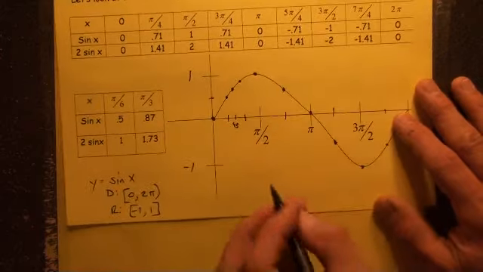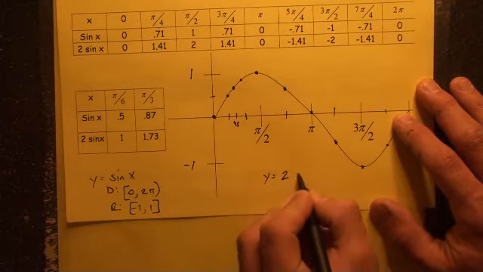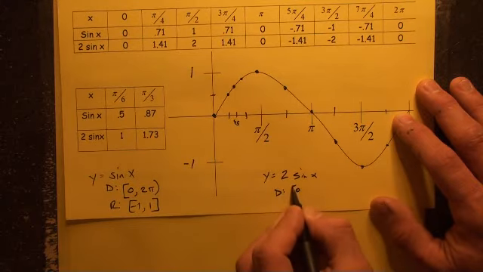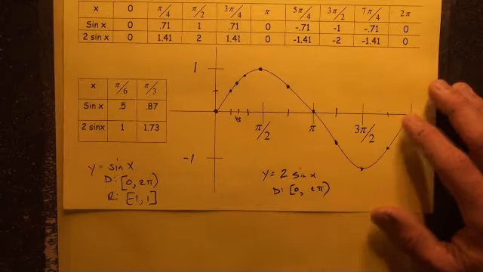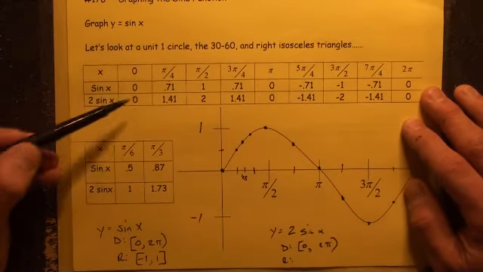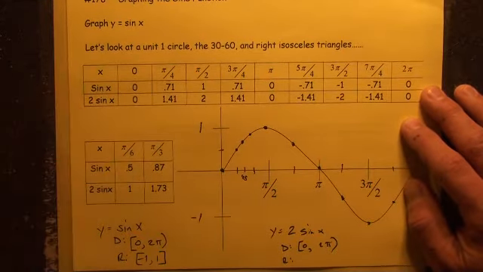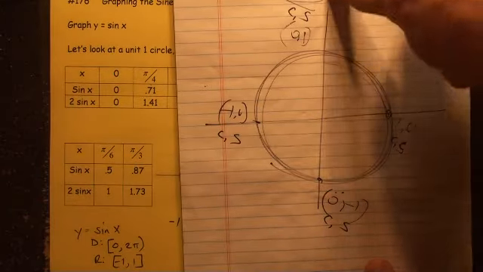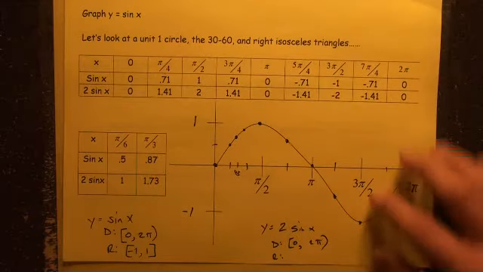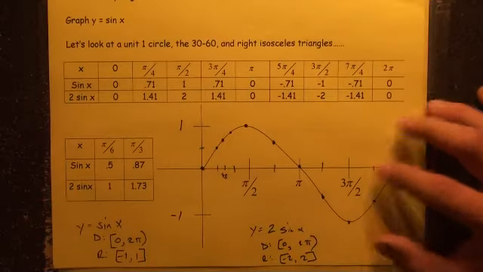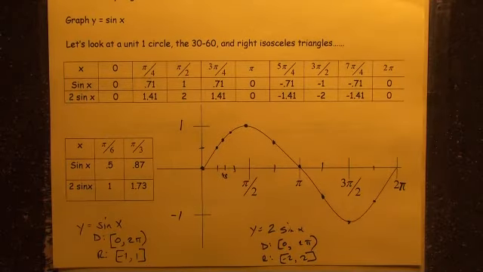Now, if we were to do 2 sine x, domain, same thing. We're going to go from 0 to 2 pi. But the range, what happens? All that's going to do is change your unit circle to having a radius not of 1, but of 2. It would make the circle larger. It would make the range twice as big. So we would go from -2 up to 2. So that's how all of that works out.